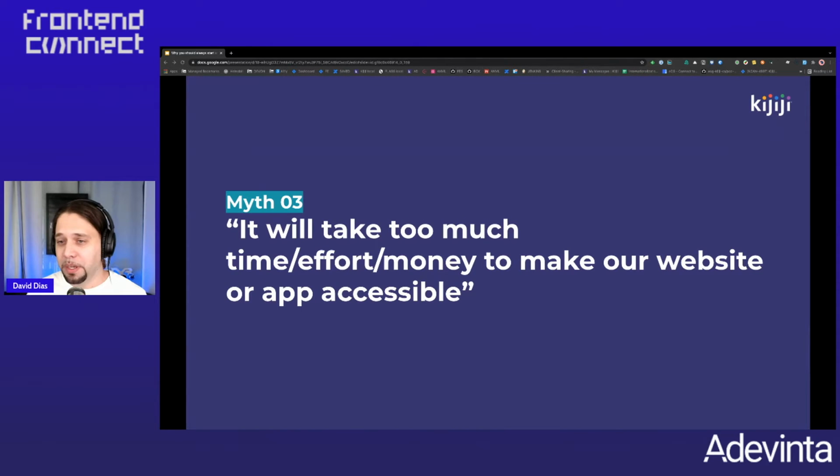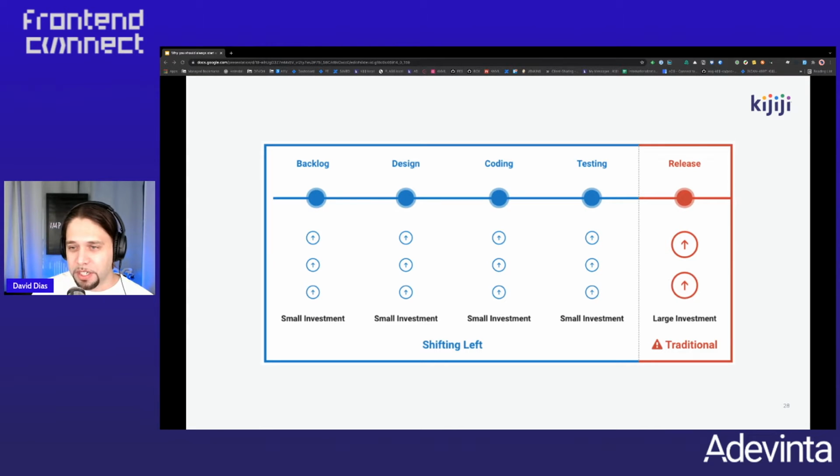Myth number 3, it will take too much time, effort, and money to make our website or app accessible. So I'm gonna share something with you. Usually, what a lot of companies do, they don't focus on accessibility, they don't invest in accessibility, and they find out when they release their product or after the release that they have a bunch of issues they need to fix, which require a really large investment.